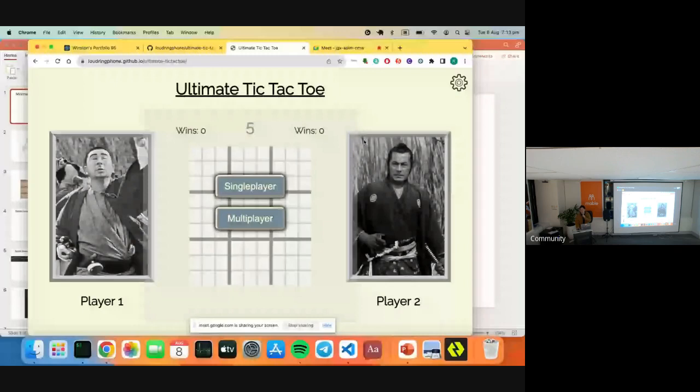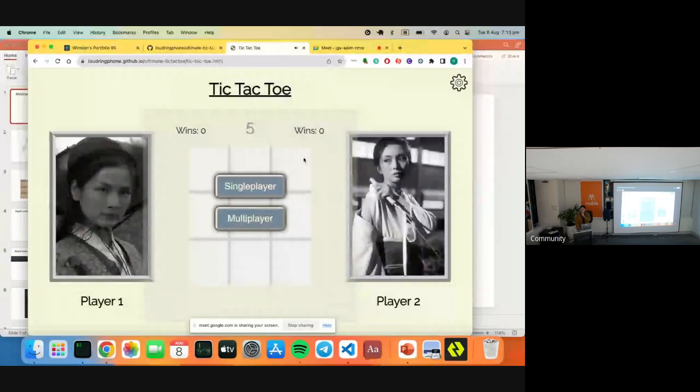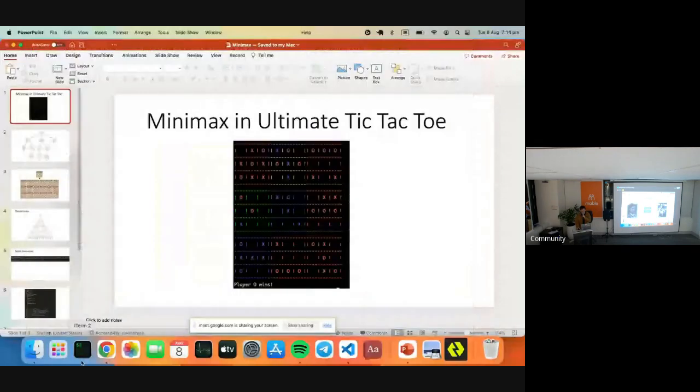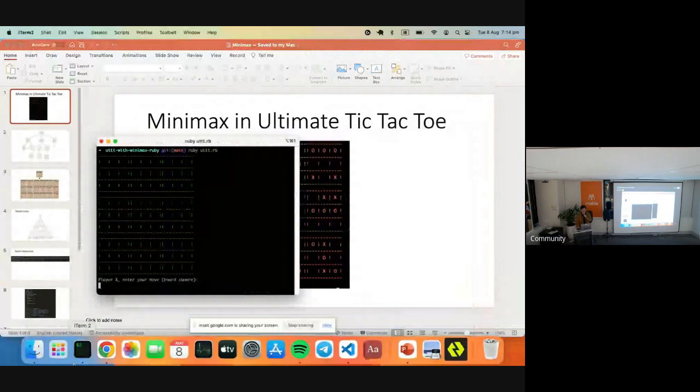And at first I self-built my own AI for a simple tic-tac-toe, and then the instructor there told me something about Minimax. Because today is a Ruby meetup, I have also converted the game to Ruby.